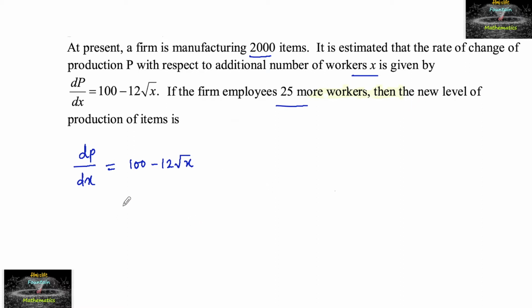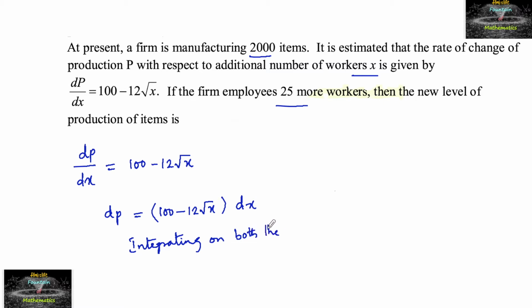So here, we need to find the value of P. For that, we consider dP = (100 - 12√x) dx. So integrating on both the sides, and the limits are here.